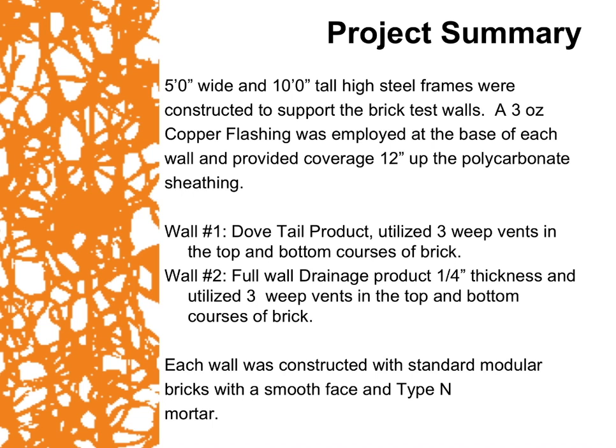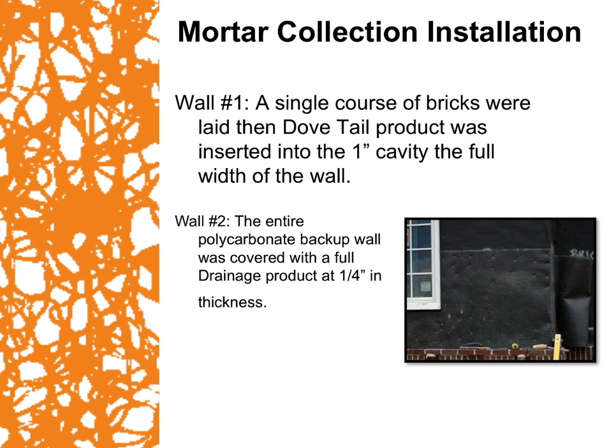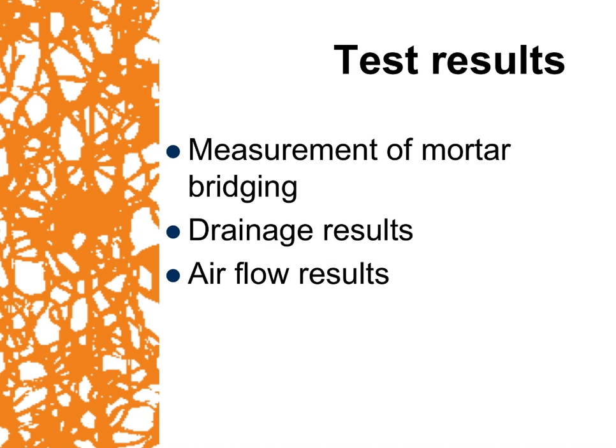Each wall was constructed with standard modular bricks with a smooth face and type N mortar. Wall number 1, a single course of brick was laid, then the dovetailed mortar collection device was inserted into the 1 inch cavity, the full width of the wall. Wall number 2, the entire polycarbonate backup wall was covered with a full drainage product at 1/4 inch in thickness. The test results of this project: we're going to look at the measurement of the mortar bridging, the drainage results, and the airflow results.